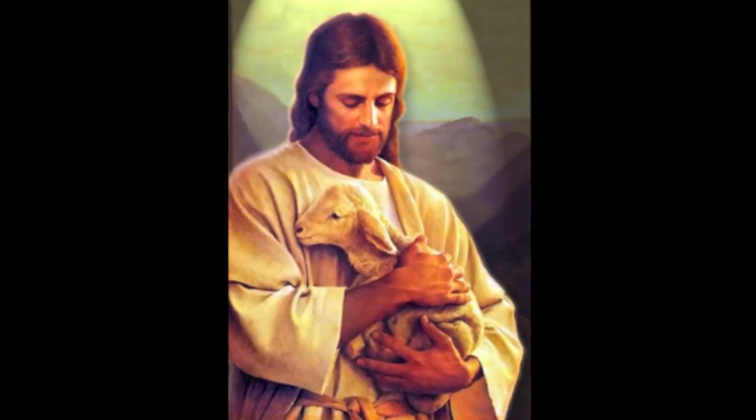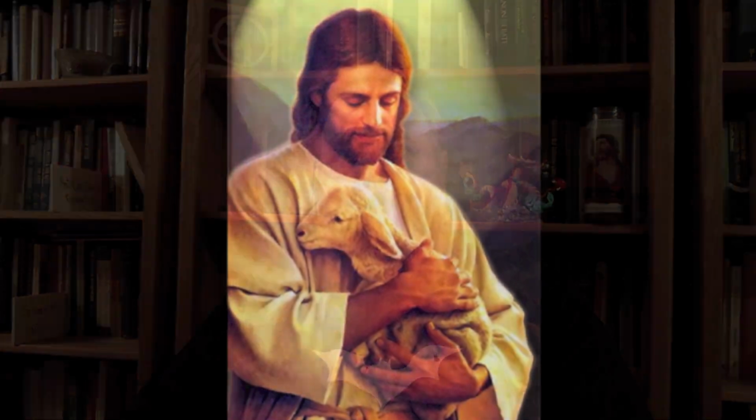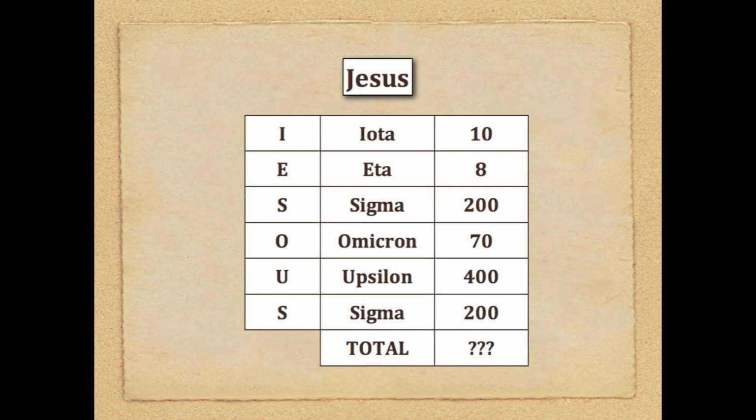But there's another number that would have stood out in the minds of the first hearers of Revelation. That other number is what you get if you add up the letters of the word Jesus in Greek. In Greek, Jesus is pronounced Iesous. Jesus is spelled iota, eta, sigma, omicron, upsilon, sigma. Iota has a value of 10, eta is 8, sigma is 200, omicron is 70, upsilon is 400, and sigma is 200. If you add all that up, what do you get?